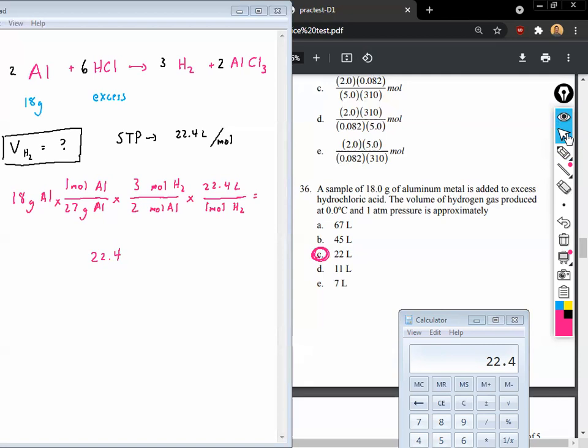All right, so that's gas stoichiometry. We will be combining that with solution stoichiometry next time I see you guys, since I know you guys love stoich. But that's it from me today.